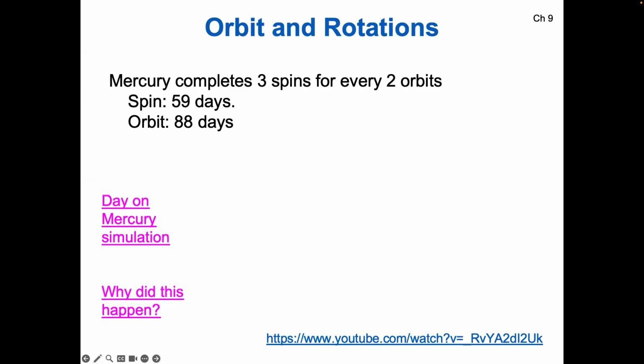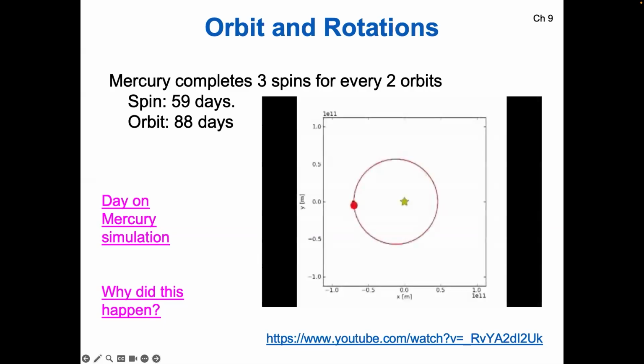Mercury completes 3 spins for every 2 orbits. So it spins every 59 days, and its orbit is 88 days. This ends up happening because of something called orbital resonance. It has to do with it being so close to the sun that it's gravitationally interacting a bit more with the sun. It changes its velocity a bit, so the days are really in sync with the sun.